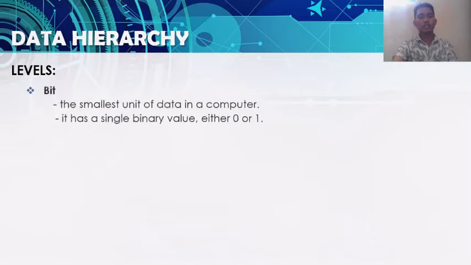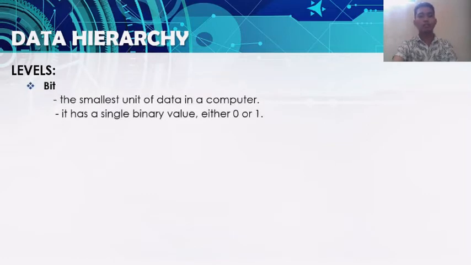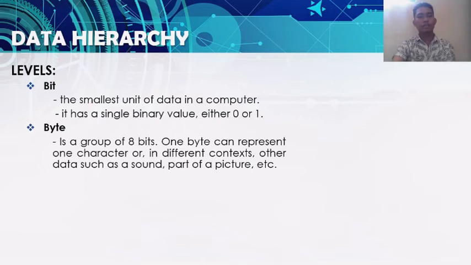First is the bit, the smallest unit of data in a computer. It has a single binary value, either 0 or 1. Next is the byte. It is a group of 8 bits in which each byte represents one character, which can be a number, letter, punctuation mark, space, or other symbols. In different contexts, it can also represent other data such as sound, part of a picture, etc.